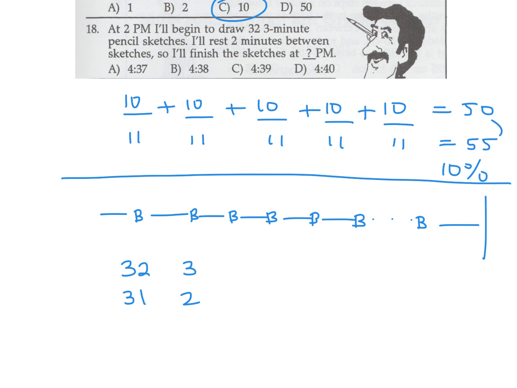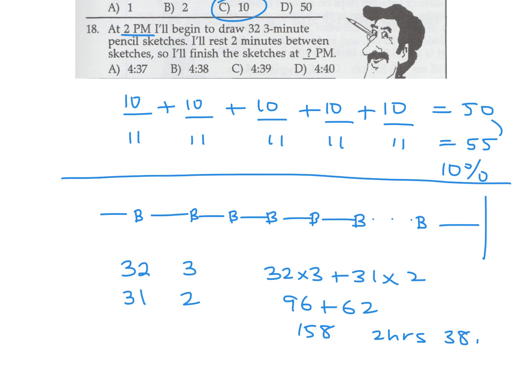So that looks to me like 32 times 3 plus 31 times 2. So that's what? 96 plus 62, which is 158. So 158 minutes after 2 p.m. So that's what, 2 hours and 38 minutes. So that'd be 4:38, and therefore 18 would be B.